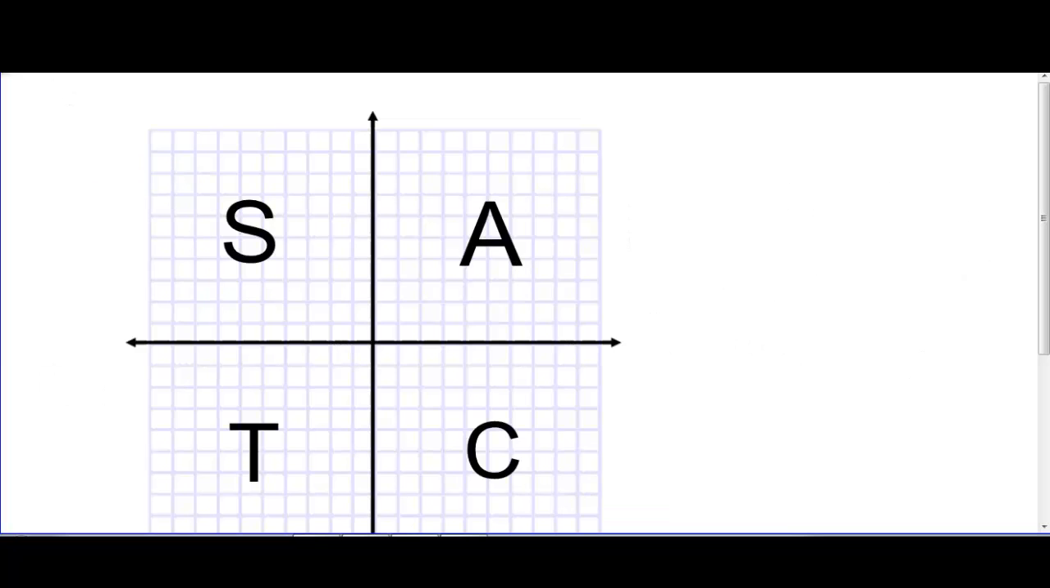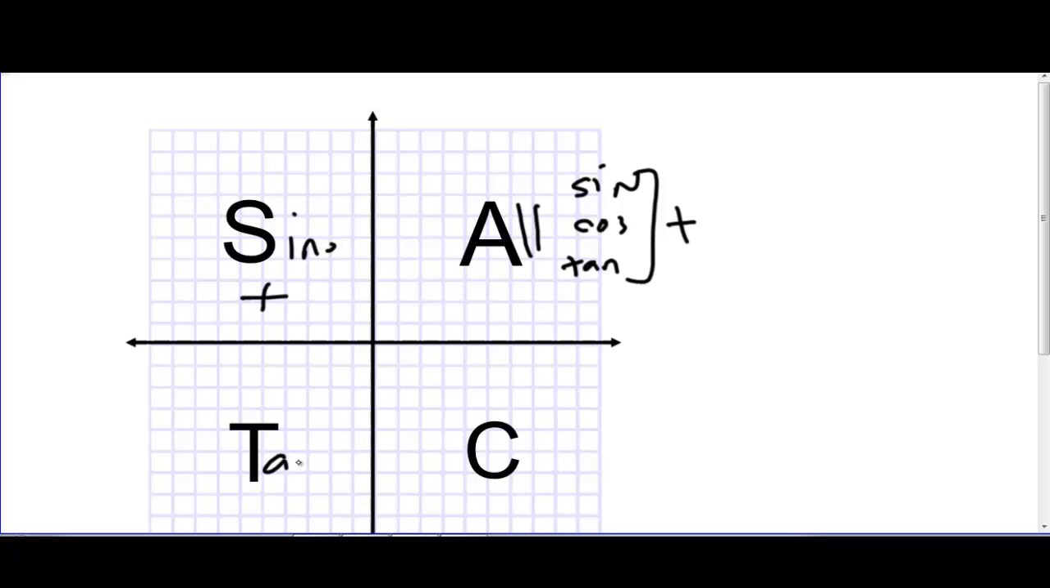So to summarize all that, we can use the CAST rule, C-A-S-T, to tell us whether our trig function is going to be positive. In the first quadrant, all of our functions are going to be positive. So sine, cos, and tan are all positive. In the second quadrant, only sine is positive. In the third quadrant, only tan is positive, and in the fourth quadrant, only cos is positive. So that's on your formula sheet. But it is an easy way to tell where our trig function is going to be positive depending on where we are on our coordinate axis.